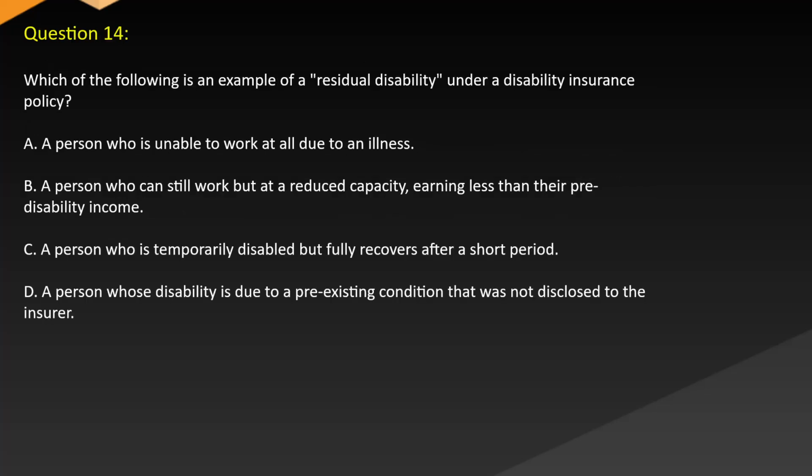Question 14. Which of the following is an example of residual disability under a disability insurance policy? A. A person who is unable to work at all due to an illness. B. A person who can still work but at a reduced capacity, earning less than their pre-disability income. C. A person who is temporarily disabled but fully recovers after a short period. D. A person whose disability is due to a pre-existing condition that was not disclosed to the insurer.